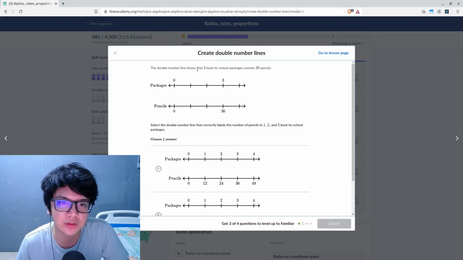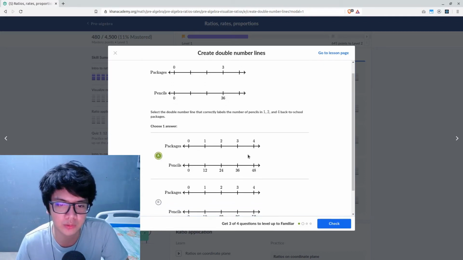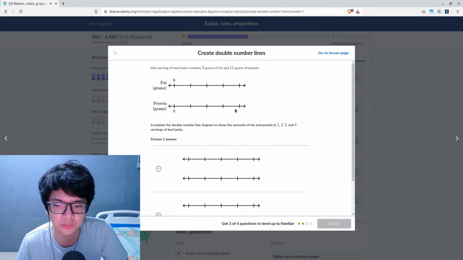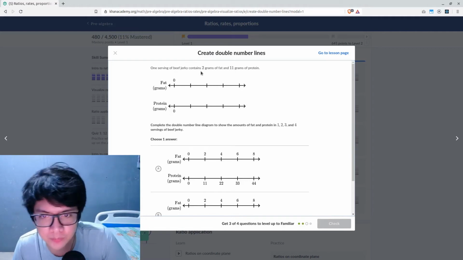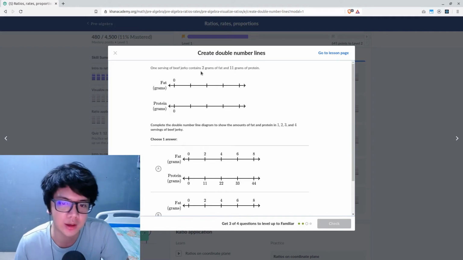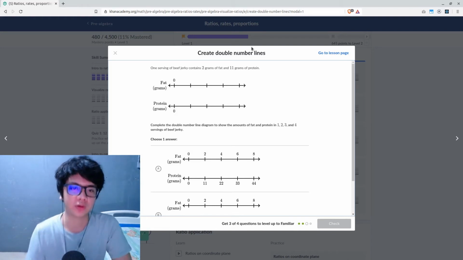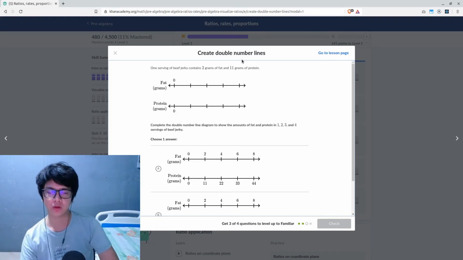The double number line shows that 3 back to school packages contain 6 expenses. So 1 would be like 12. Okay. 1 serving of beef jerky contains 2 grams of fat and 11 grams of protein. To show the amount of fat and protein, 1 would be like 5.5, right? But it doesn't show that.